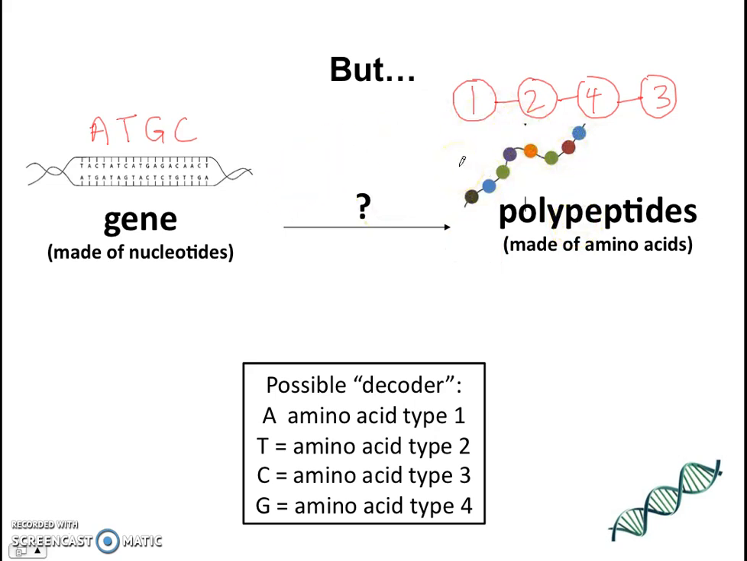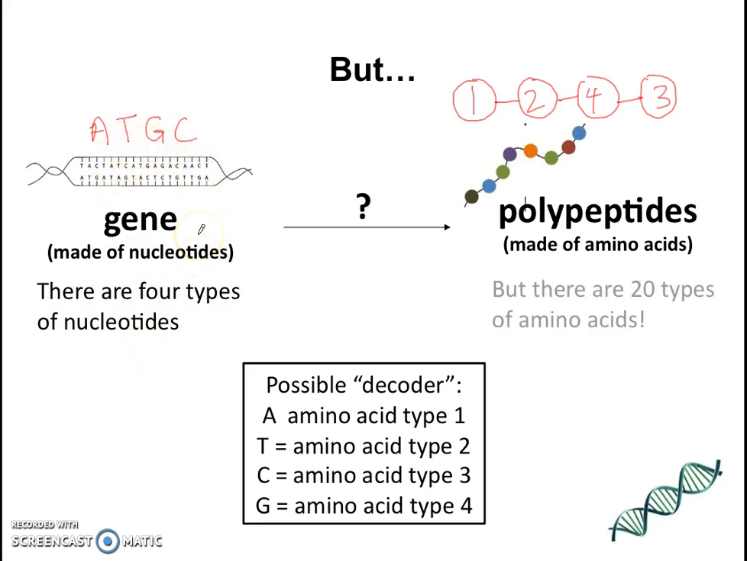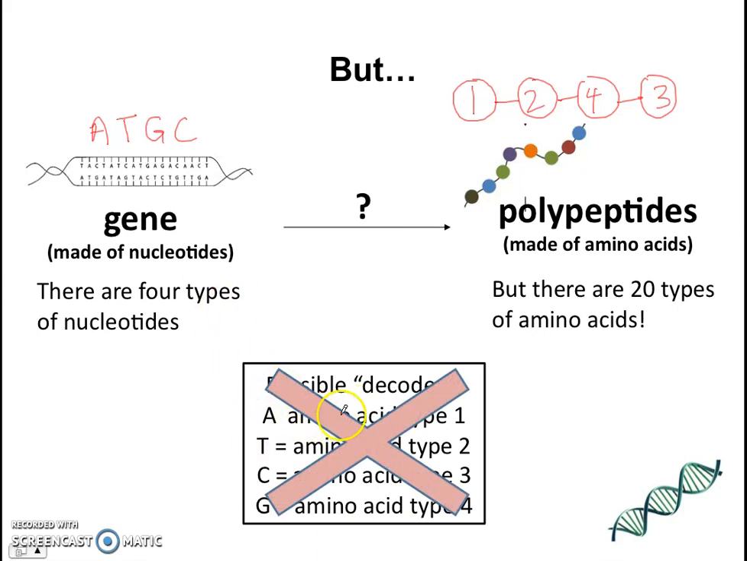However, there is a problem with this sort of code. And here's the problem. There are only 4 types of nucleotides, A, T, C, and G. However, there are 20 types of amino acids. So there are not enough nucleotides to match the number of amino acids. And that's a problem that people thought about, and so they knew that this simple decoder, where one nucleotide codes for one amino acid, does not work. So if this doesn't work, then what does?